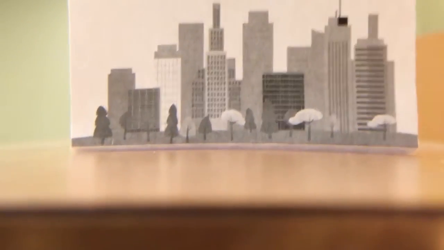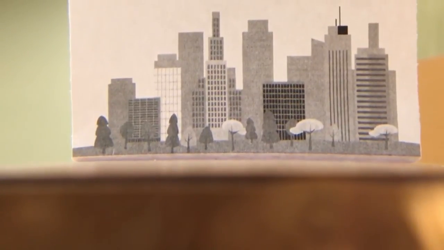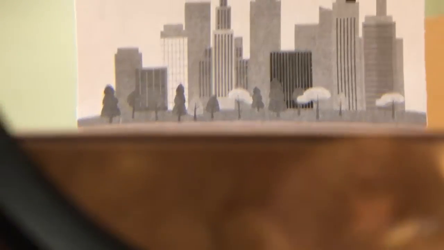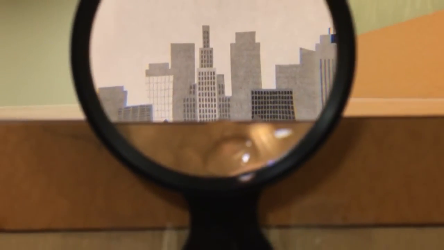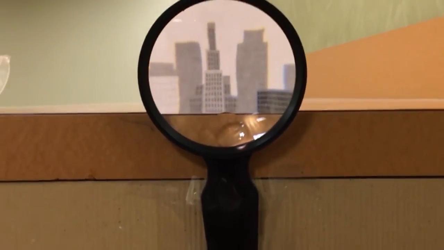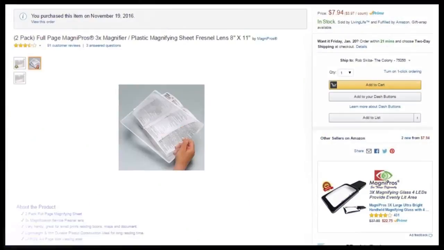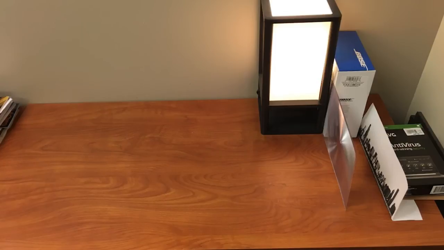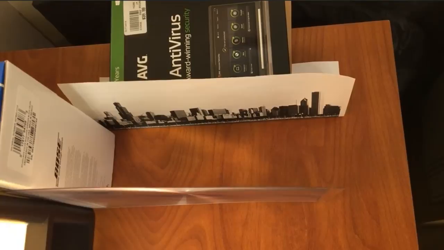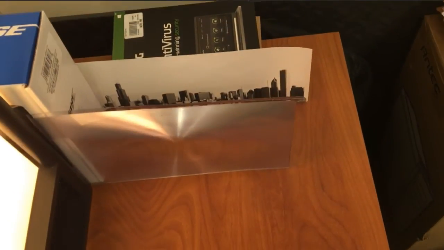Science is all about testable, observable, and repeatable data, right? So to alleviate the problem of distorting the edges because the magnifying glass ring is too small, I went on Amazon and got these plastic magnifying sheets and came up with another way of doing the same thing. Set the city up, a little cutout of the city, and now I've got the big magnifying glass sheet.